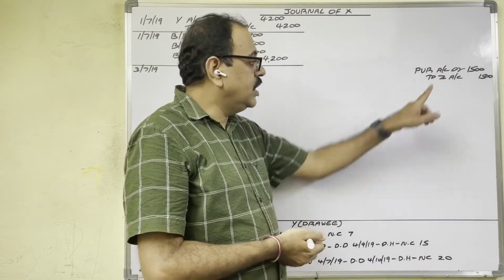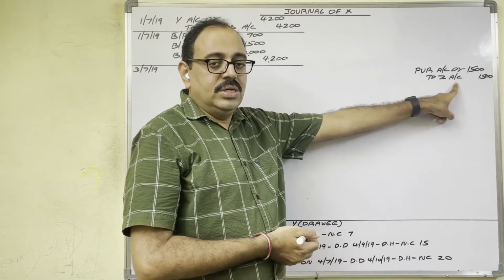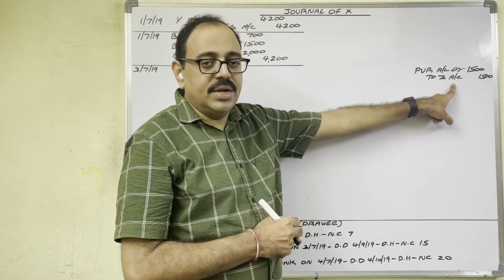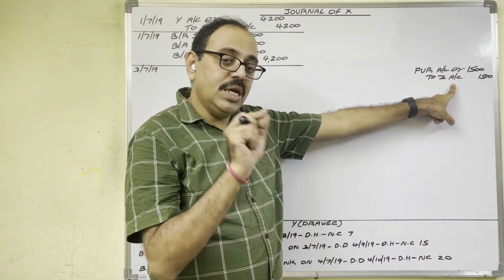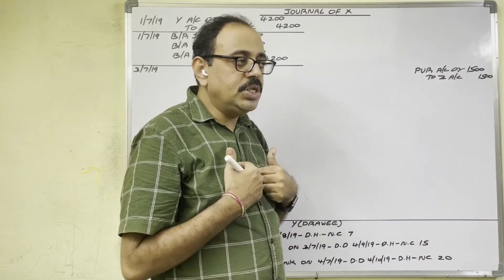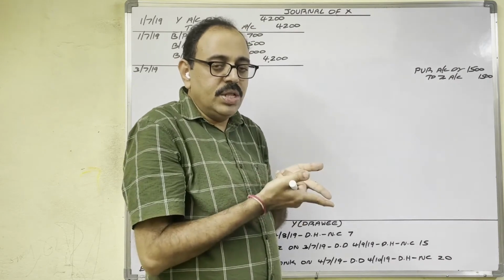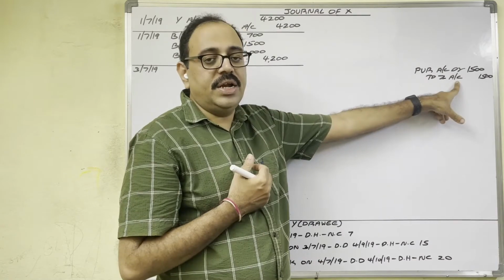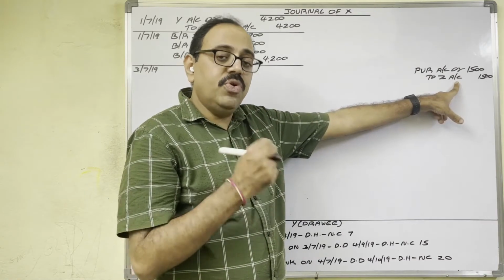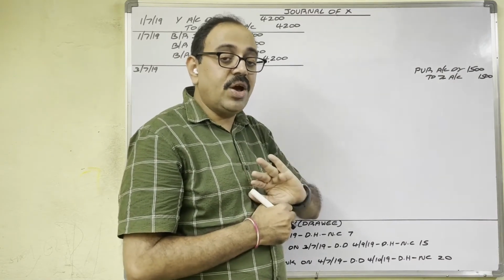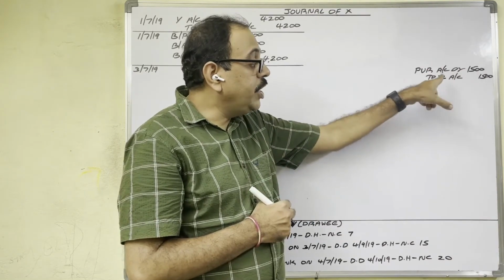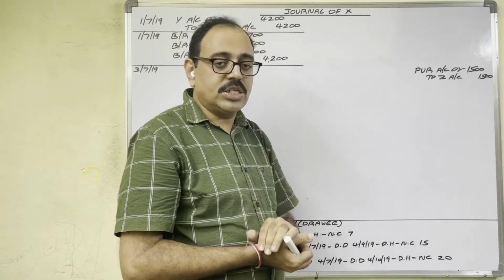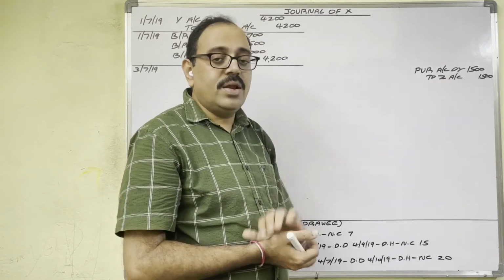In his books, he credited Z account. Z account is a personal account. If any personal account is credited, it gives the meaning that that person is a creditor. So X purchased goods from Z on credit, no. Therefore, to X, Z is a creditor. That is why his account is credited. And now, as a full settlement, X is endorsing a 1500 worth bill to Z. Z accepted for that. So, after endorsement, Z is not a creditor now.